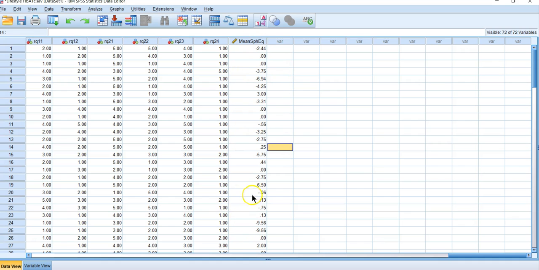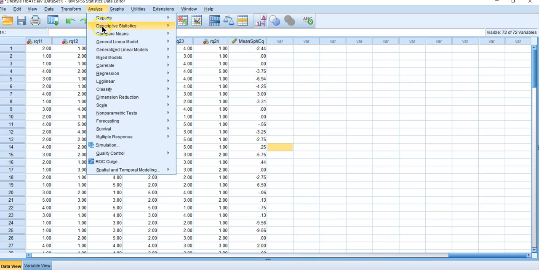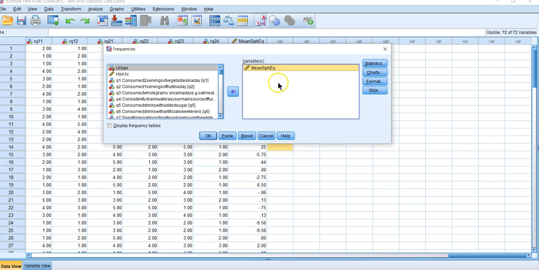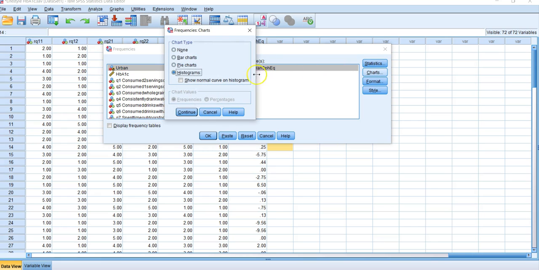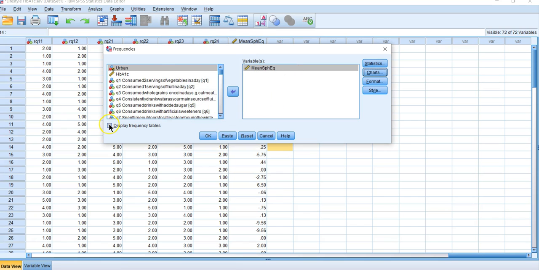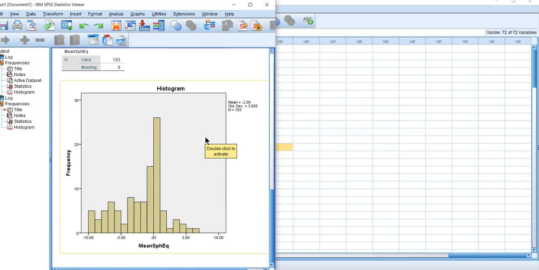Now, what kind of distribution do we have? This is 90-some optometry students, some extra graduate students thrown in. And what does our distribution look like? So let's go to Analyze, Descriptive, Frequencies. There's our new variable. We're going to pick as a chart the histogram. We're going to not display our frequency tables because this is a continuous measure with zillions of different levels. We just want to look at the graph for an idea. And so we say OK. And we get a graph that looks like this.